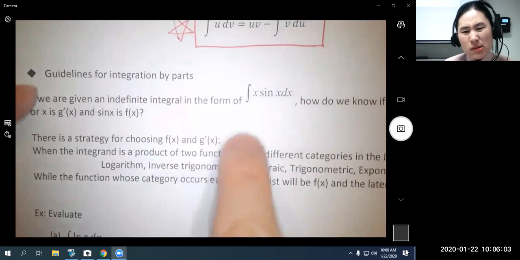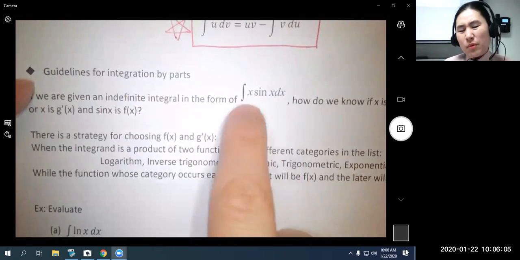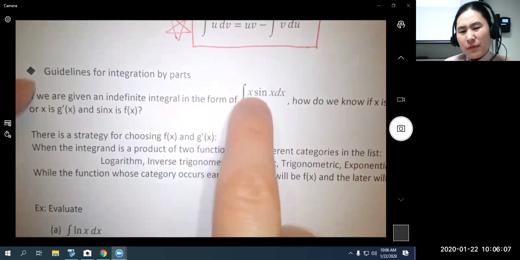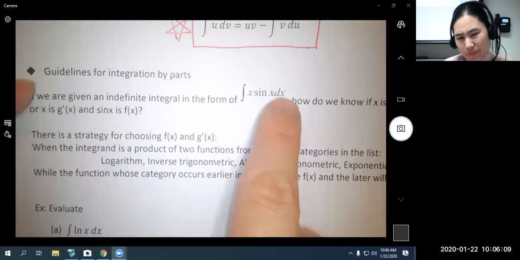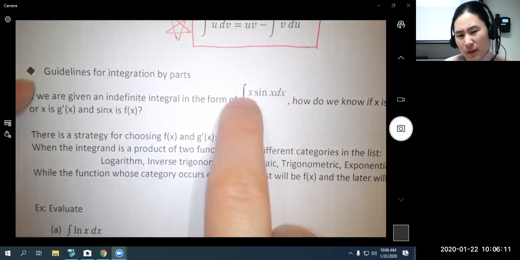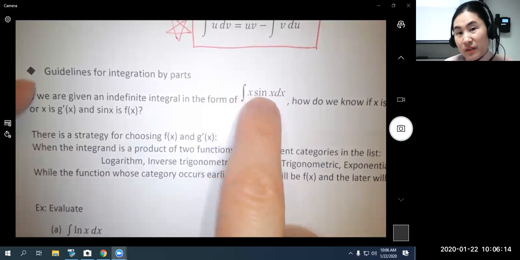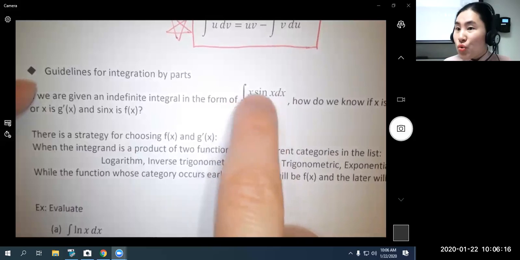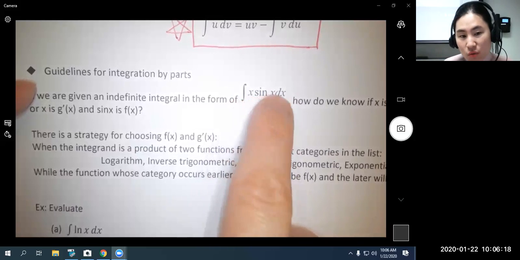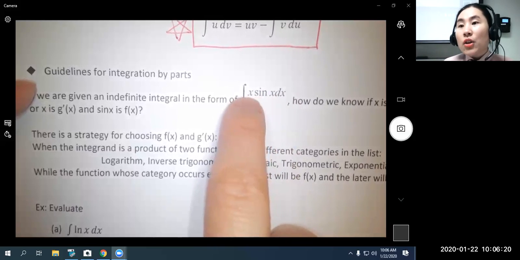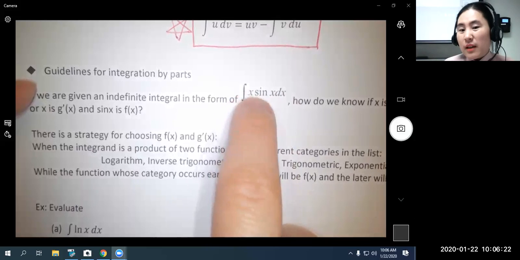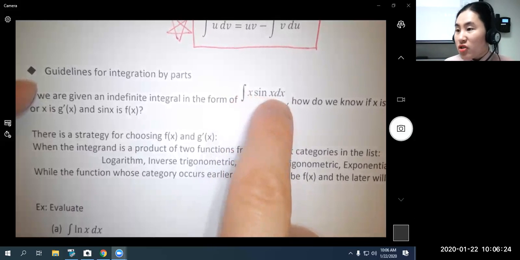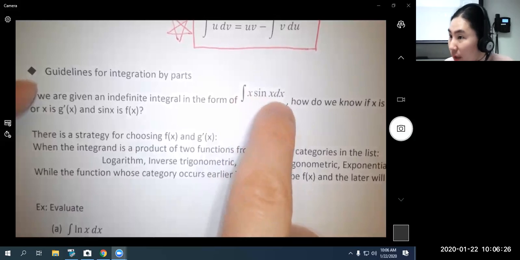You may ask, for a given function, say for example, if we want to integrate x times sin of x dx, there are two functions, okay? We can see an x, right? We can also see a sin of x. Which function do you want to be u, or f of x? And then the leftover function will be the g prime, or dv, okay?